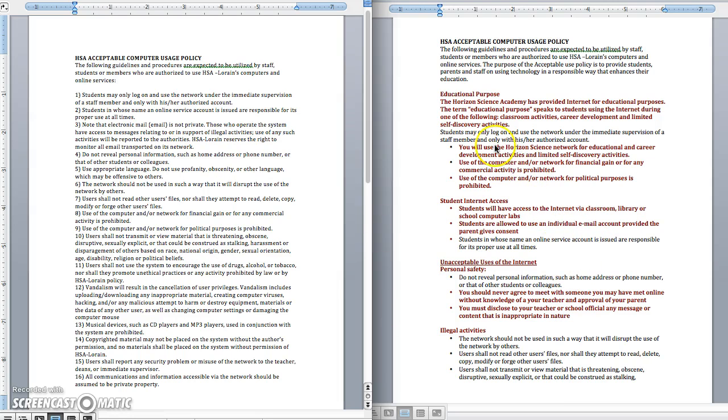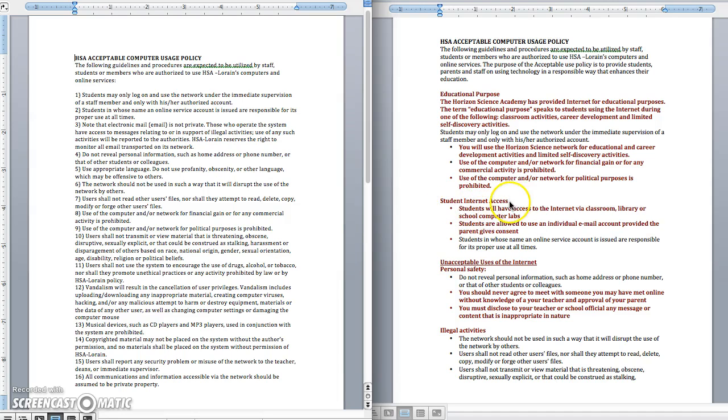I moved it up to educational purpose, use of the computer and a network for political purposes prohibited. This is something that they had in their original language as well. But I moved it up and adjusted it, just tweaked it a bit.